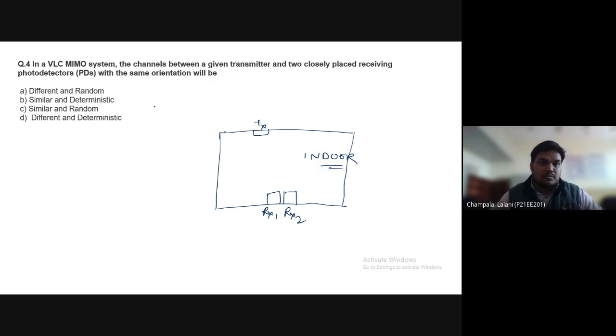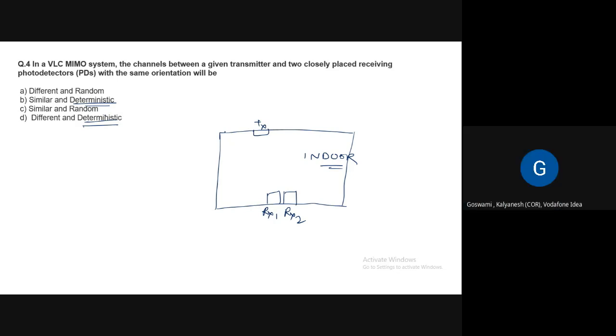So both of you answered that it should be deterministic. Why deterministic? Why not a random channel? Ramandeep, would you like to answer why it should be deterministic? Why should it not be random? Kalyan, would you like to answer this question? I'm not sure. Because of the close proximity. No, no.